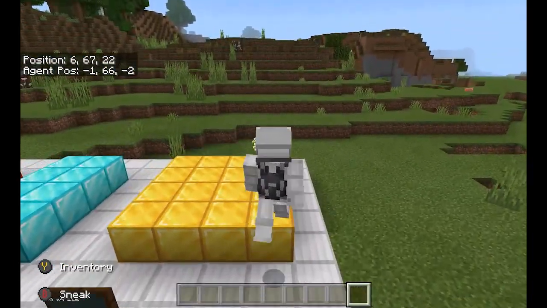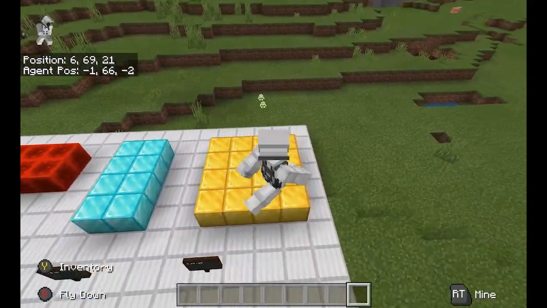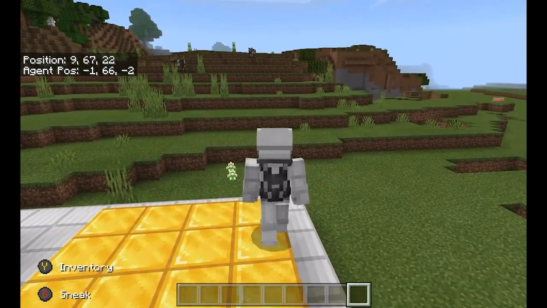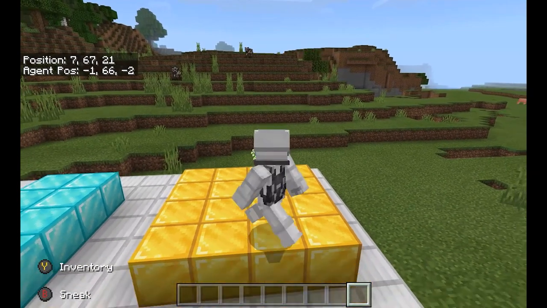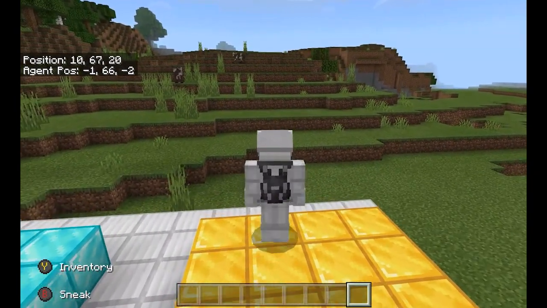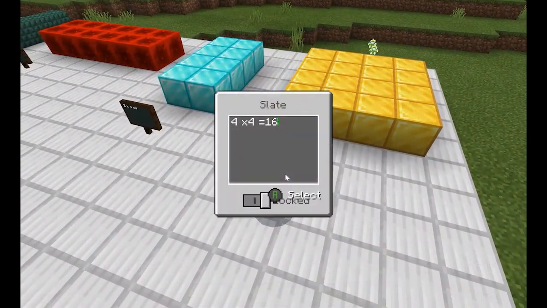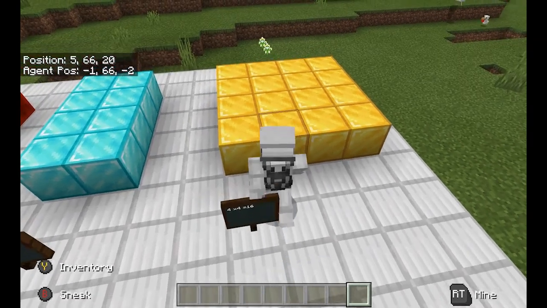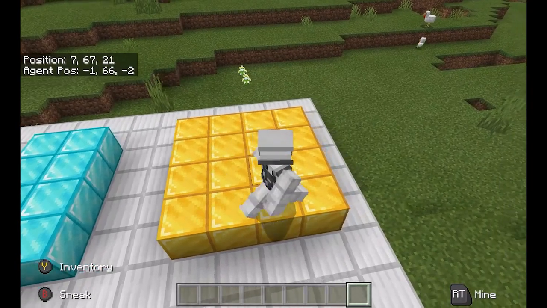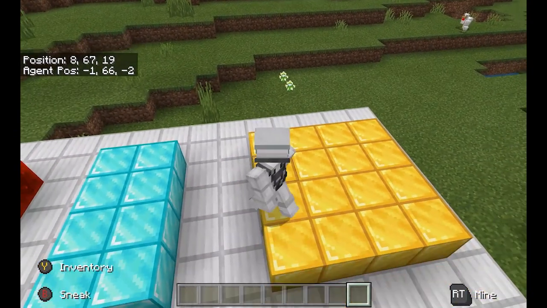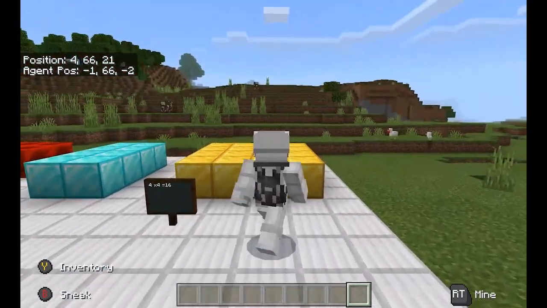So inside of this gold platform we see here, there is 1, 2, 3, 4, 5, 6, 7, 8, 9, 10, 11, 12, 13, 14, 15, 16 blocks. And we can represent that by writing 4 times 4 equals 16. 4 rows or groups of 4. So here's a row, here's a row, here's a row, here's a row. 1, 2, 3, 4 rows with 4 gold blocks in each.